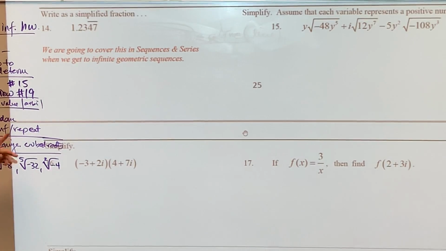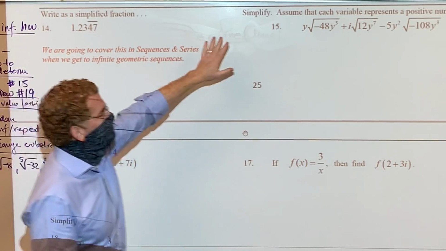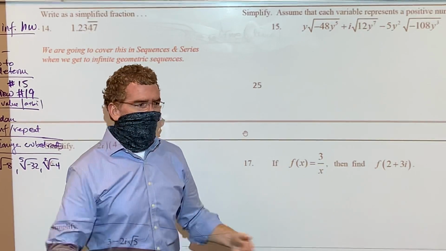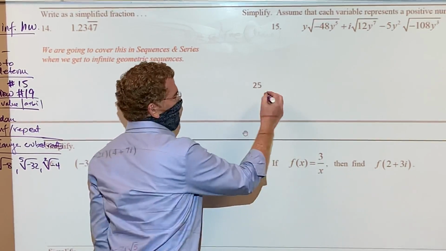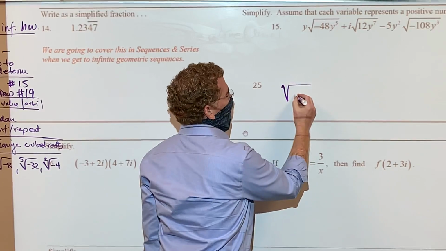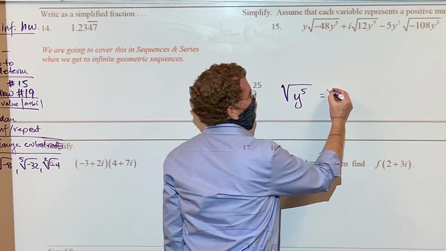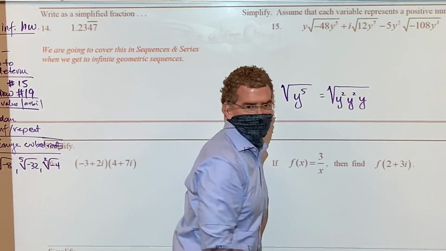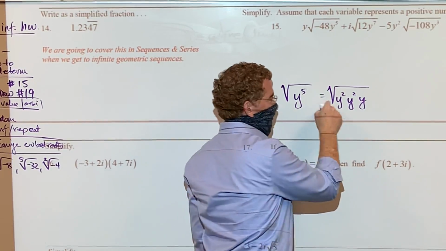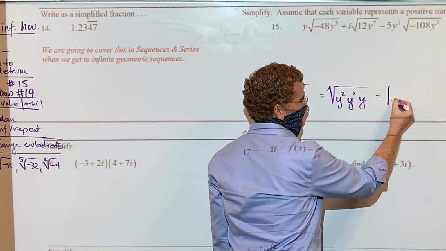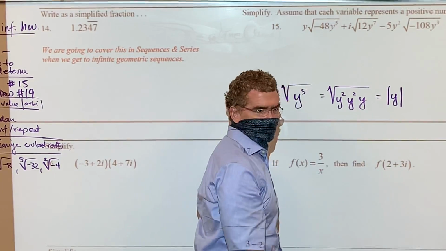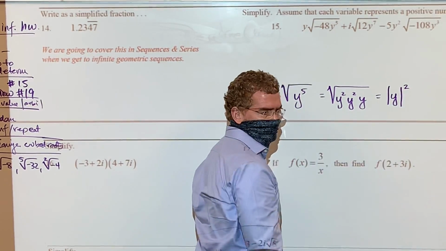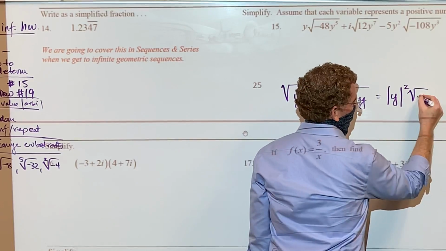Okay, so on this number 15 right here, it says assume each variable represents a positive number. Now the reason why that was spoken was because, do you remember learning that the square root of y to the 5th is the same thing as a y squared and a y? So each time I take the square root of that y squared, I technically get an absolute value. And since I'm doing it twice, I have two absolute values. But there's still that root y left over.